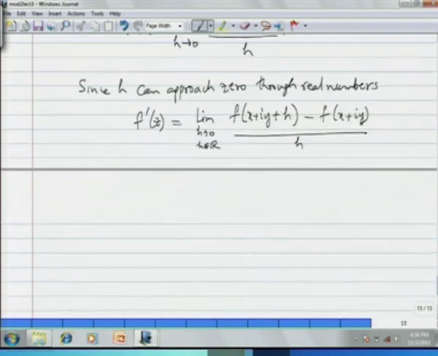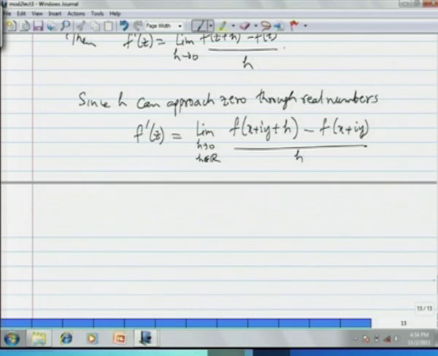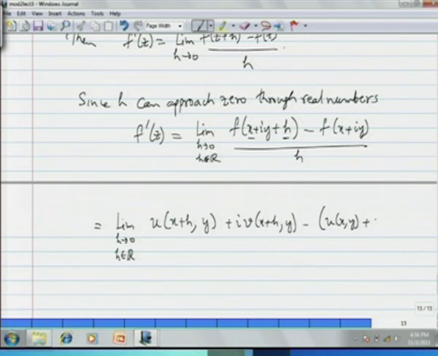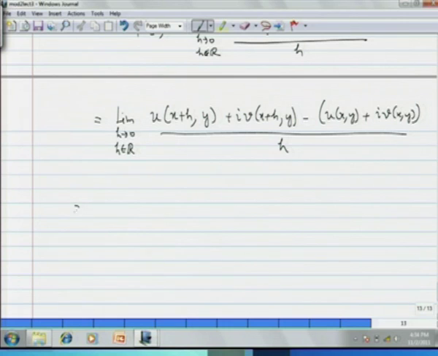So, when we write this in terms of u and v, this is equal to the limit as h goes to 0, h belongs to R. Now I will simply consider the limit as a real limit, of u(x + h, y), because x + h now is the real part of x + iy + h, plus i times v(x + h, y), minus u(x, y) plus i times v(x, y), divided by the number h. So, this is the limit as h goes to 0, h belongs to real numbers.